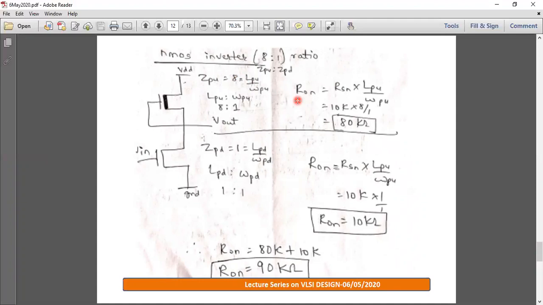Therefore, resistance offered by pull-up is sheet resistance into L by W of the pull-up device. Since the pull-up device is an NMOS depletion, sheet resistance for NMOS is 10K and L by W for pull-up is 8. Hence resistance is 80K.